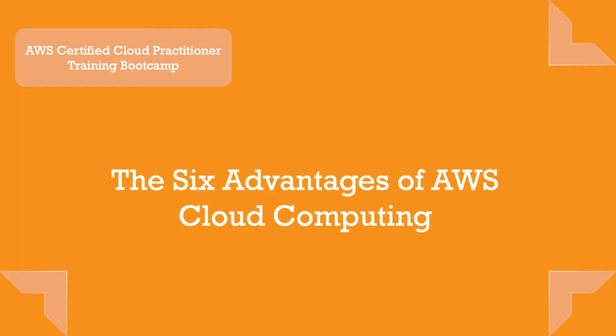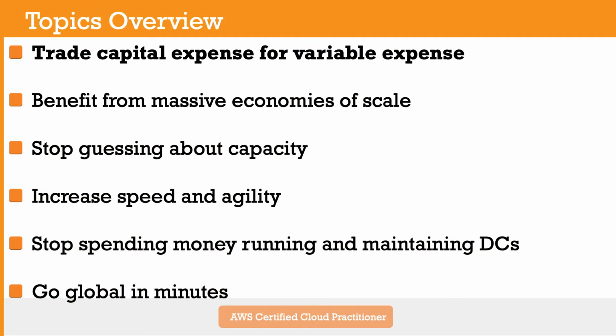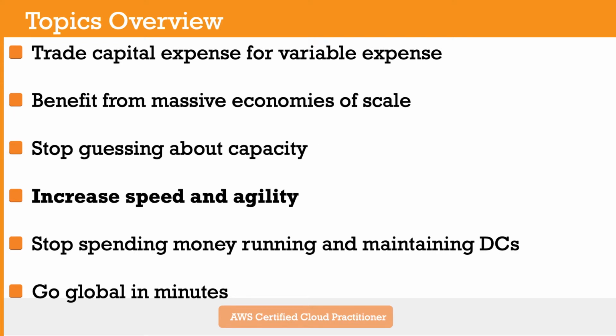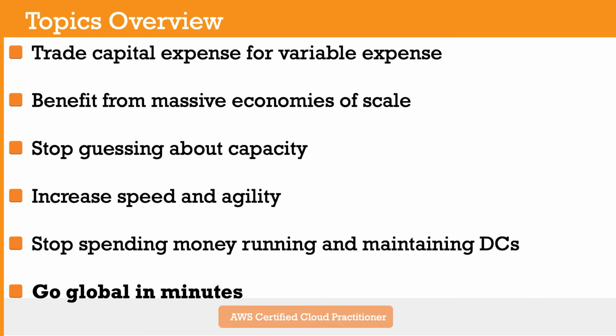In this section, we will go over the 6 advantages of AWS cloud computing. We will talk about trade capital expense for variable expense, benefit from massive economies of scale, stop guessing about capacity, increase speed and agility, stop spending money running and maintaining data centers, and going global in minutes.